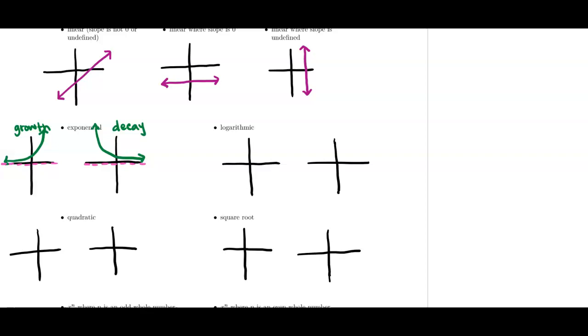Okay, but then with log graphs, so let's look at log graphs. With log graphs, I have logarithmic growth, and that's going to be my first graph here. And then I also have logarithmic decay. Now remember, log graphs grow really, really slowly. They get to a point where they almost look like they level out. They don't, but they start growing so slowly.